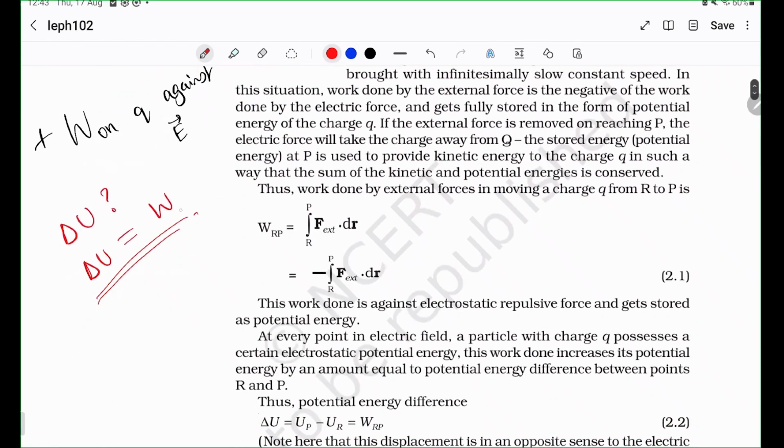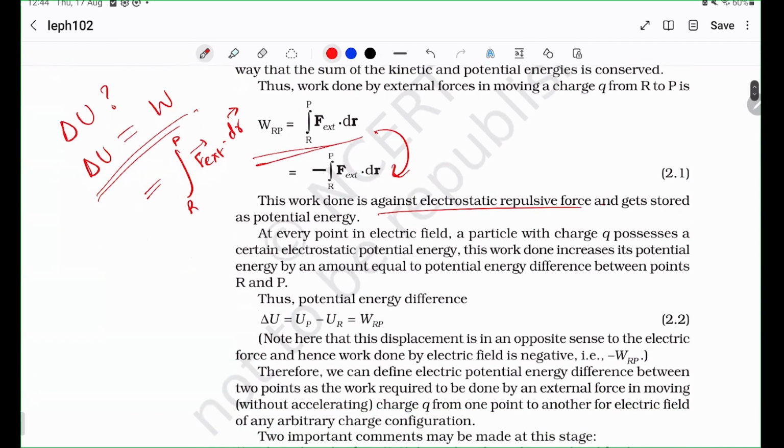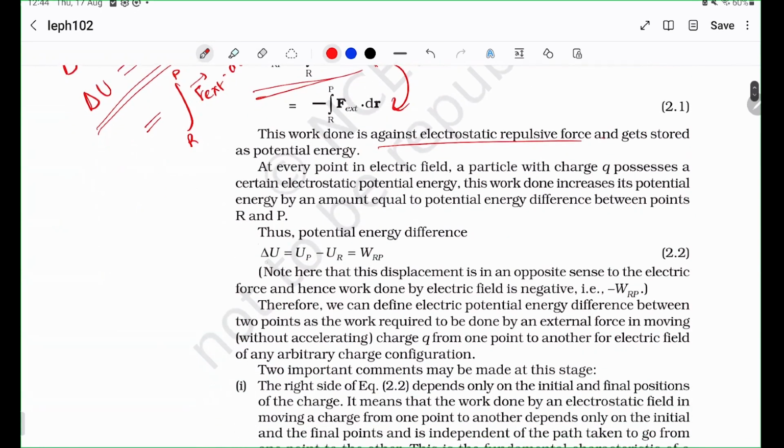But you know that this work, by definition, is the integral from R to P of F external, as in you are the external force, dot dr. Right? This is what it means. And you know that you can change the integration limits at the cost of a negative sign. And this is what happens. So this is the work that is done against the electrostatic repulsive force. So this potential difference is the work done.